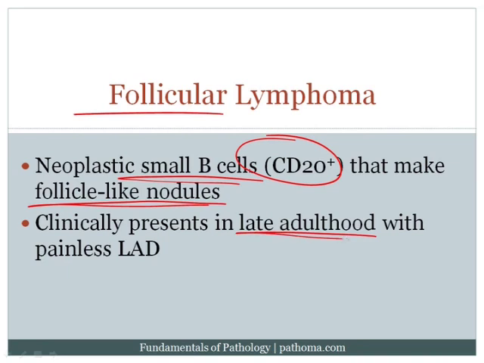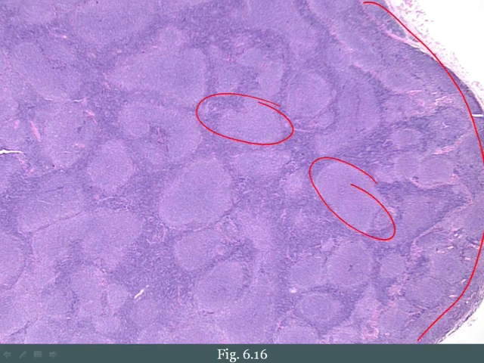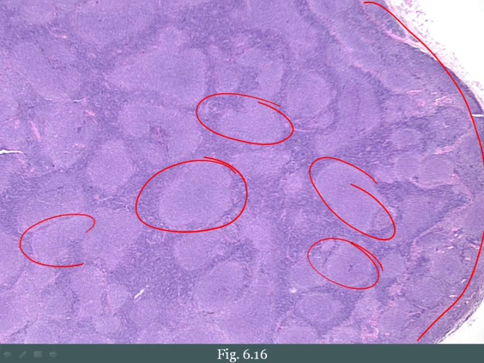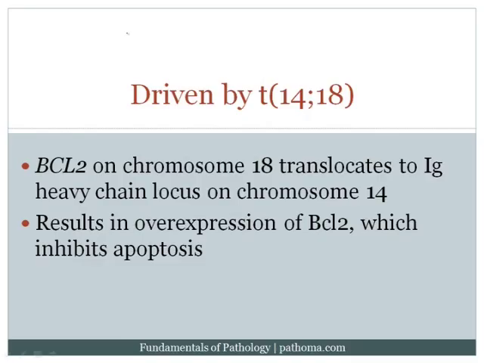Clinically, it presents in late adulthood and usually with painless lymphadenopathy. Now, lymphadenopathy refers to enlargement of the lymph nodes, and these patients will have generalized lymphadenopathy throughout the body that is painless. Here is a picture of follicular lymphoma, and what we can appreciate here is that we're dealing with a lymph node, and we see that the lymph node basically contains dozens of these follicles. So these lymphocytes are making follicle-like structures, hence the term follicular lymphoma. One of the important findings in follicular lymphoma is that it is driven by a translocation of 14;18.